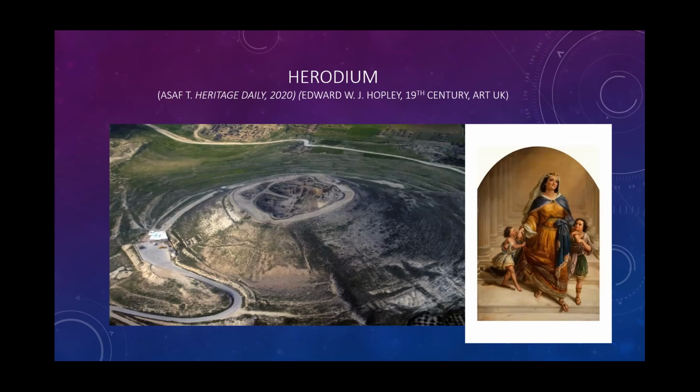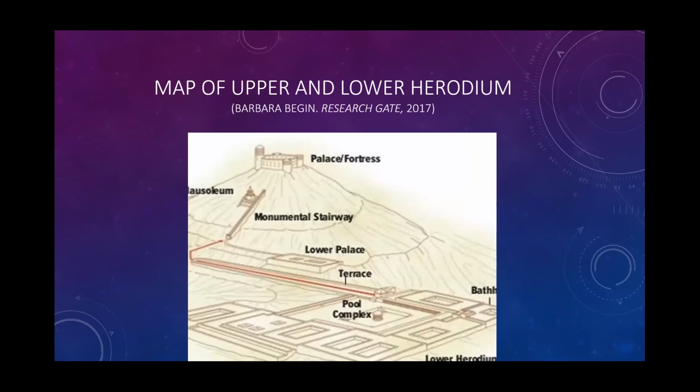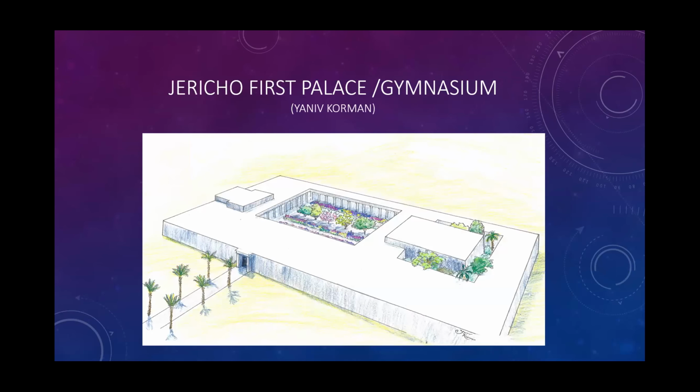Rocha suggests that at Herodium, the lower palace held Herod's private quarters, and the smaller upper palace was for entertaining. In the Jericho first palace, the private rooms seem to have been in the west, north, and east of the central courtyard. At Masada, the private rooms would have been in the center of the western palace, and perhaps the upper floor. He had a library in his palace at Jerusalem.